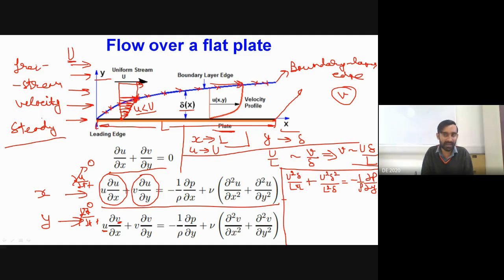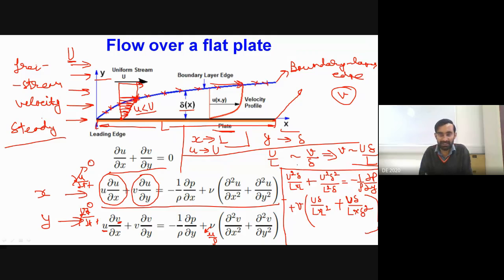For pressure I am not using any scaling now, plus nu times, where nu is equal to mu by rho. Mu is the dynamic viscosity, which we obtained as the constant of proportionality. Now for del square v by del x square, we find v as U delta by L, into L square, and for the second term also we find U delta by L into delta, into delta square. So in the denominator I will have a delta square.